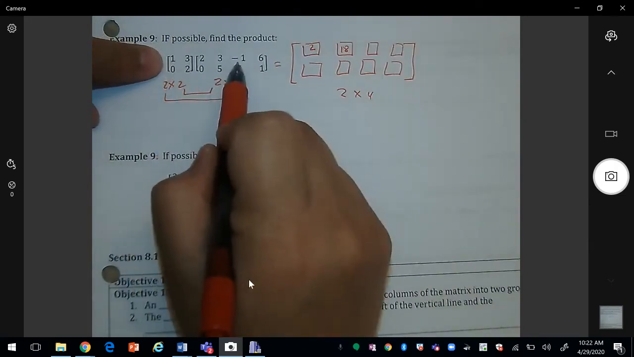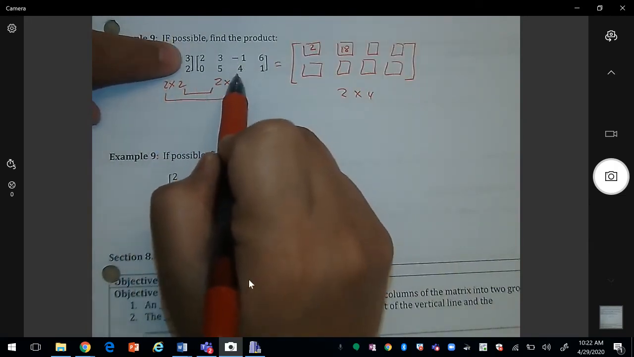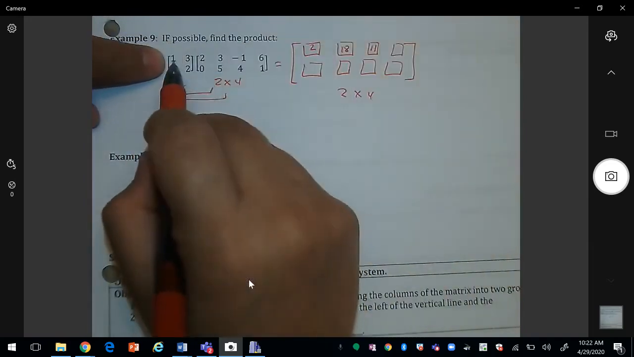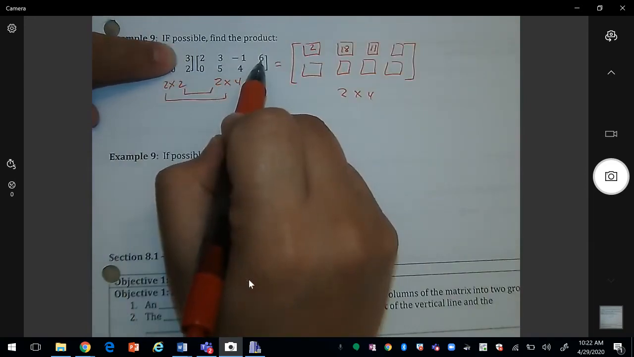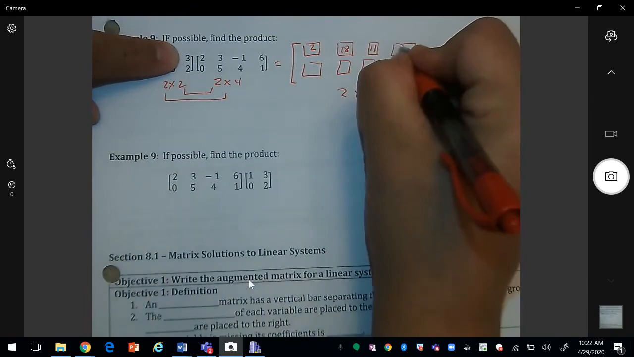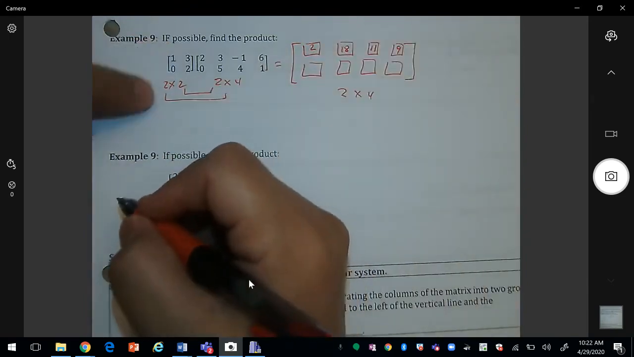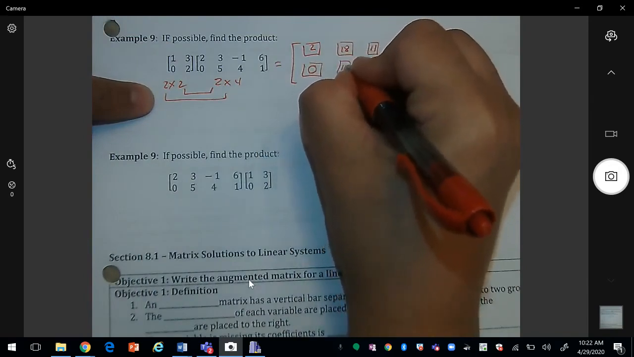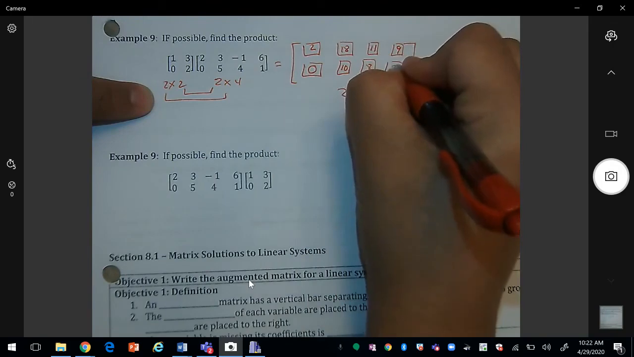1 times negative 1 is negative 1. 3 times 4 is 12. So my answer is going to be 11. And 1 times 6 is 6, 3 times 1 is 3, so we get 9. Go ahead and try the rest. These are the numbers you should get: 0, 10, 8, and 2.